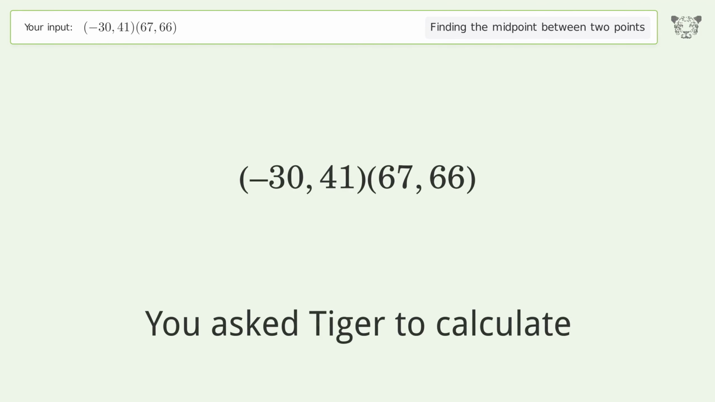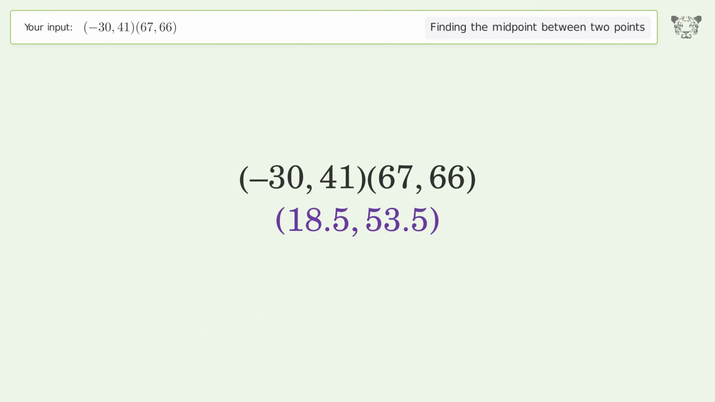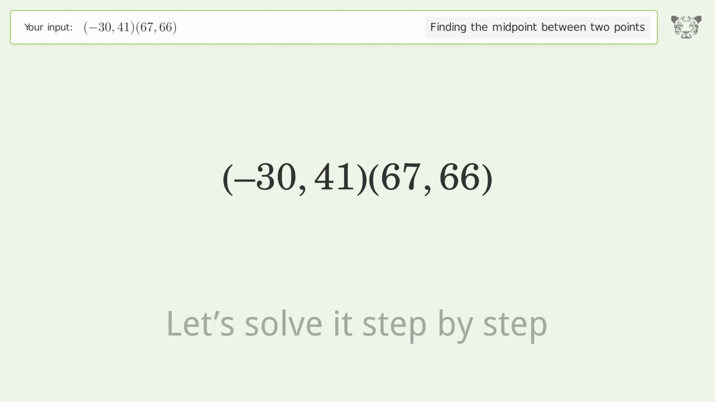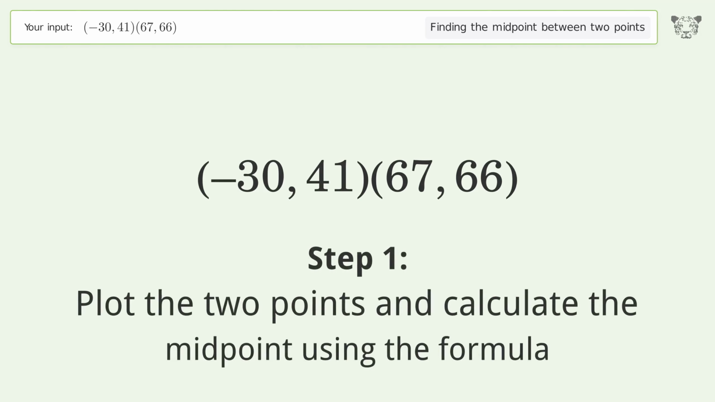You ask Tiger to calculate. This deals with finding the midpoint between 2 points. The midpoint between the 2 points is 18.5, 53.5. Let's solve it step by step. Plot the 2 points and calculate the midpoint using the formula.